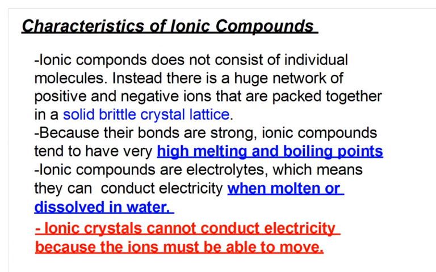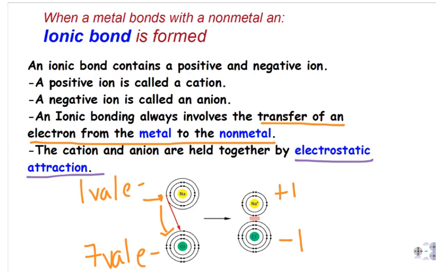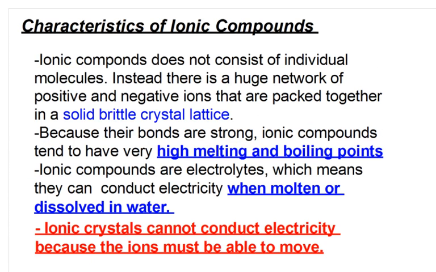Ionic compounds, it's not just one individual sodium ion and chlorine ion. What it actually is, is an entire crystal lattice structure. And ionic compounds are solid because those bonds are really strong. They have very high melting and boiling points. So these are going to be solid at room temperature.